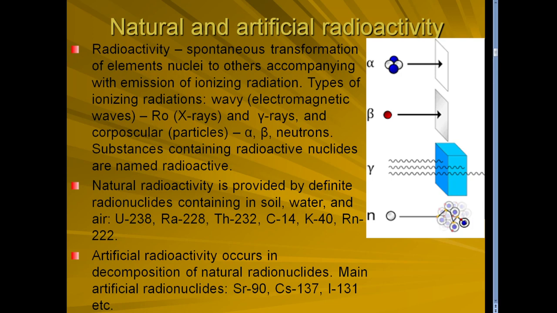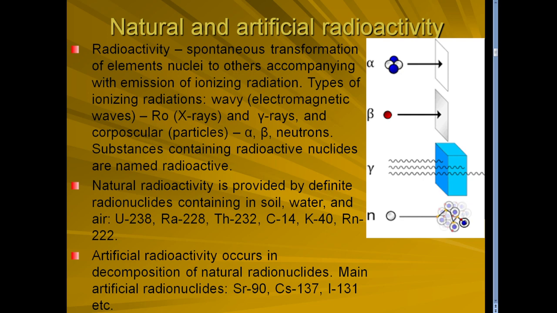Substances containing radioactive nuclei are named radioactive. The decay of atomic nuclei leads to a change in their atomic number or mass number. A change in the atomic number leads to the transformation of one chemical element into another. When only the mass number changes, the isotopes of this element are converted. Example: isotopes carbon-12 and carbon-14.